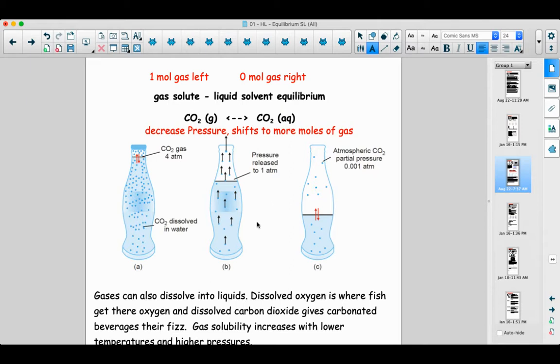Where did those come from? They were all dissolved. So this picture is a little bit misleading. You actually wouldn't see any of those bubbles. It's trying to indicate that they're dissolved, but when they're dissolved, you don't actually see them. As soon as you uncap the bottle and you decrease the pressure, a decrease in pressure shifts to the side with more moles of gas. In this case, that's left. And what that means is the carbon dioxide that was dissolved is now turning back into a gas and it comes out as bubbles. And that explains why you see bubbles when you drop the pressure on a carbonated beverage.